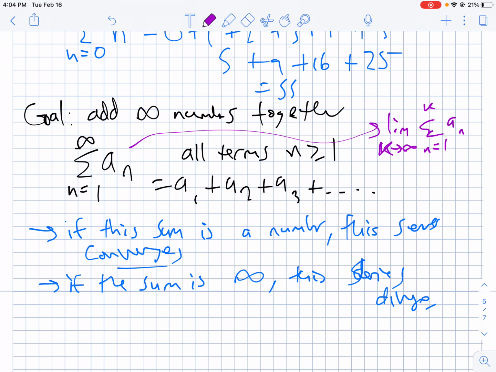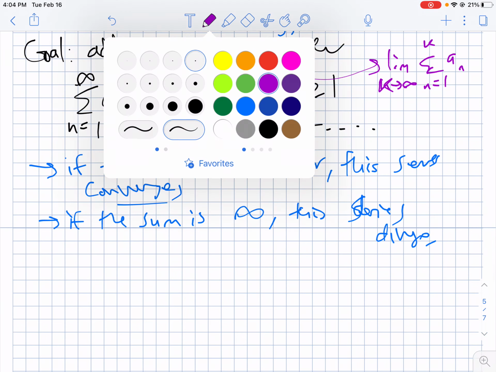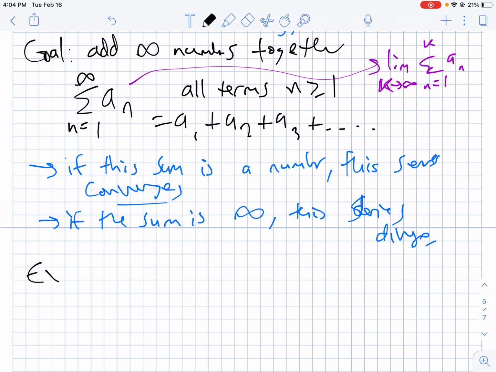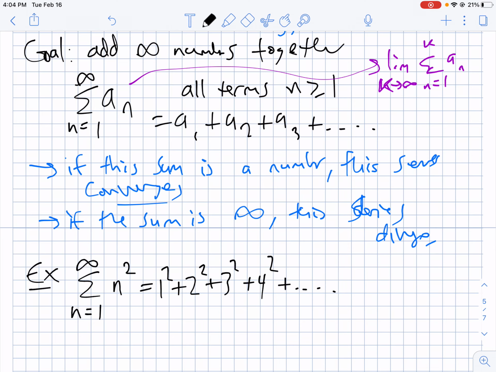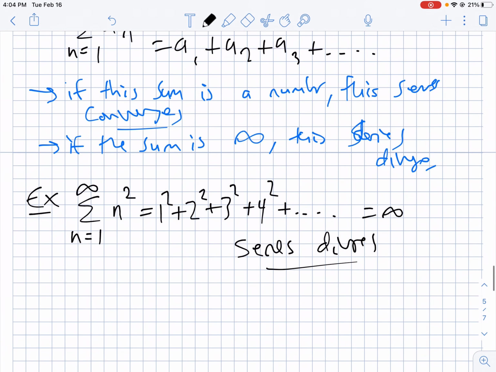Okay, so let's take a look at some simple examples. If we say, for example, the sum from 1 to infinity of n squared, this sum is like 1 squared plus 2 squared plus 3 squared plus 4 squared. I think we can all agree, just by looking at this, that this sum is going to be infinity. This series diverges.